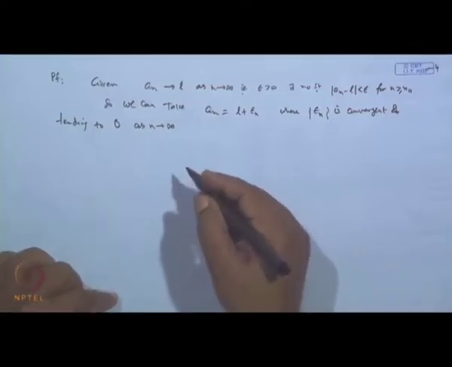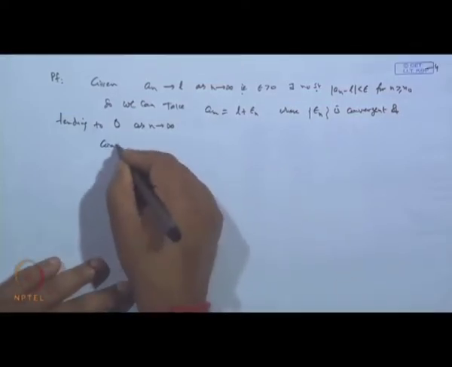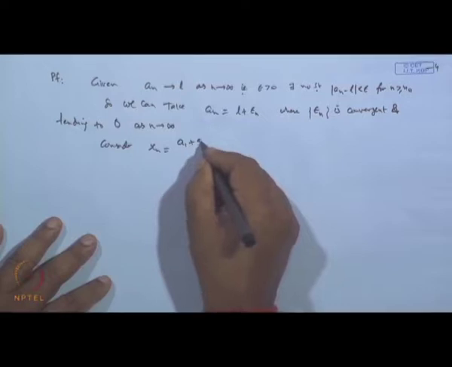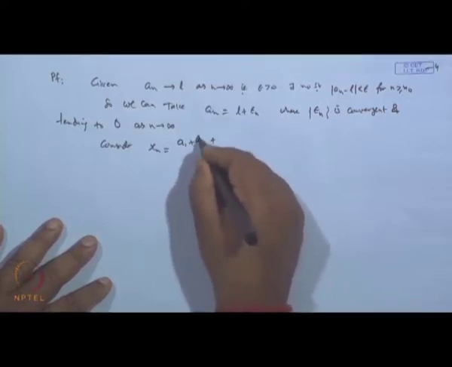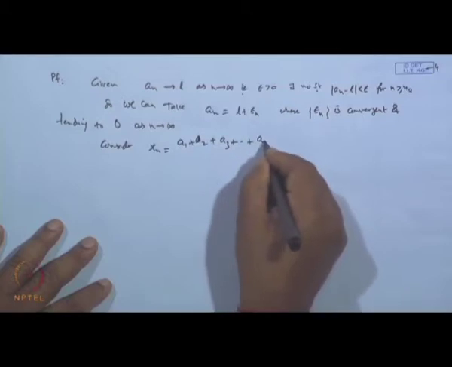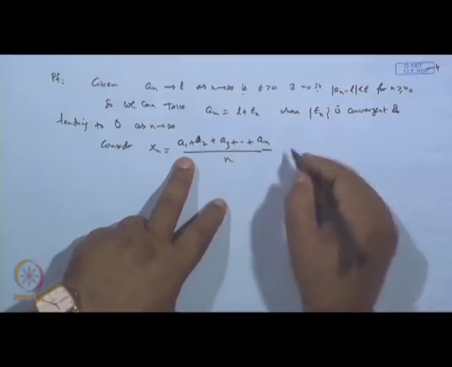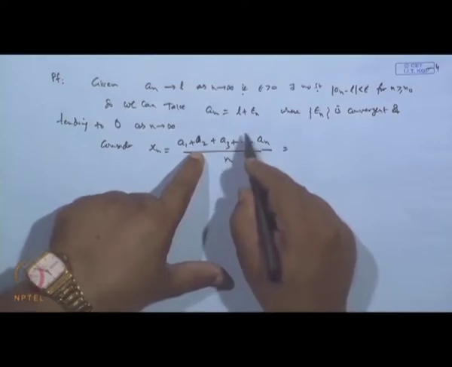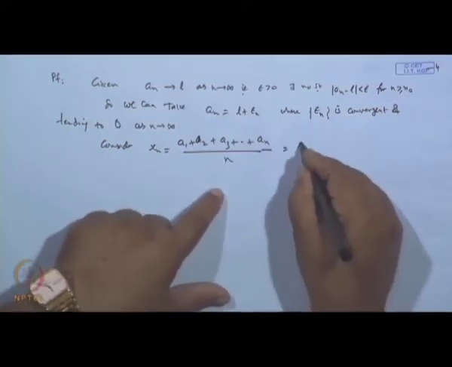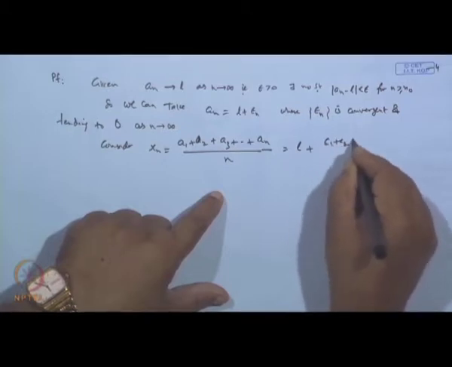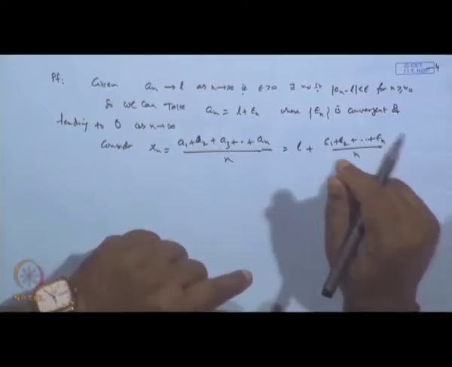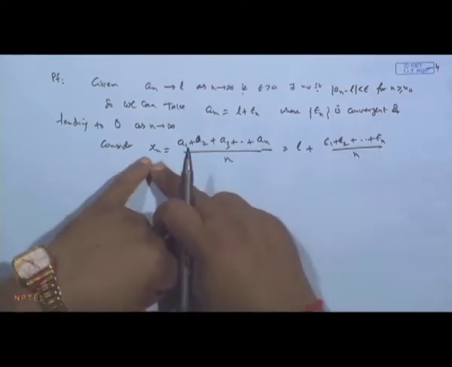Now, consider x n. x n is (a 1 plus a 2 plus ... plus a n) divided by n. So, substitute a 1 in terms of epsilon 1. If I substitute a 1 is L plus epsilon 1, a 2 is L plus epsilon 2, and so on, this is n times L divided by n, so L plus (epsilon 1 plus epsilon 2 plus ... plus epsilon n) divided by n. Okay? We get this.